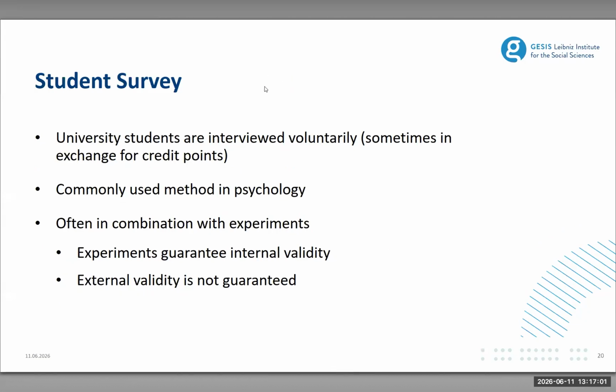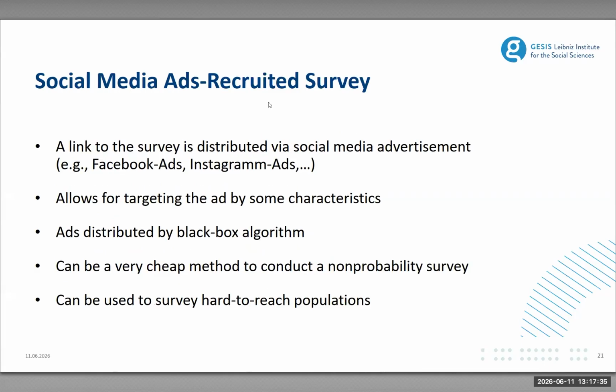Student surveys, even more extreme. I mean, you know who's in there. It's students, but they're a really selective group of the population, obviously. And these surveys are often combined with experiments, like behavioral experiments. One part of the group gets some treatment and the other doesn't. And this really guarantees internal validity. It's randomly distributed within this group, but it's not clear how this refers to the general population. So this external validity is highly challenged here.